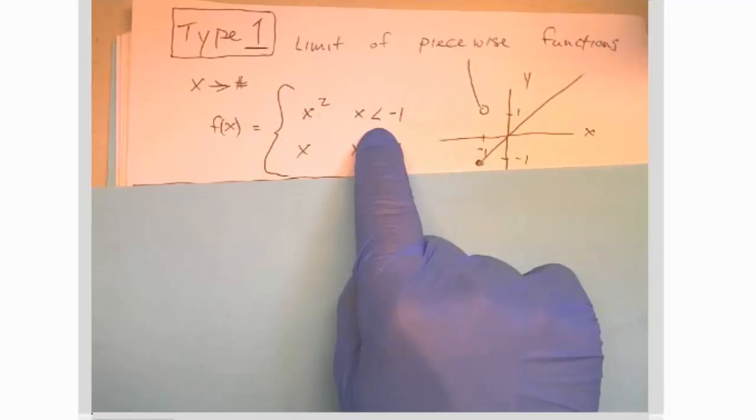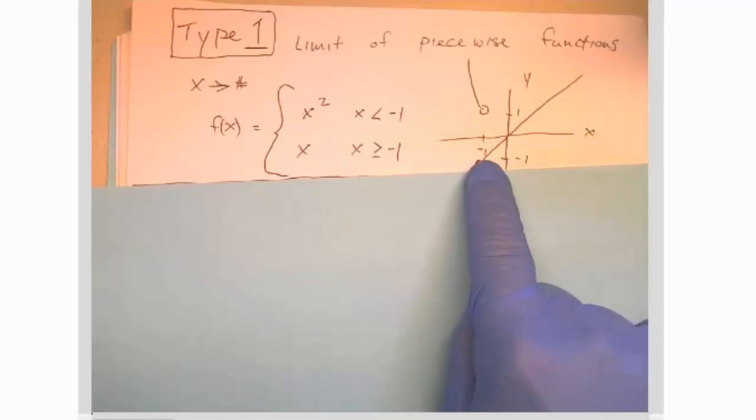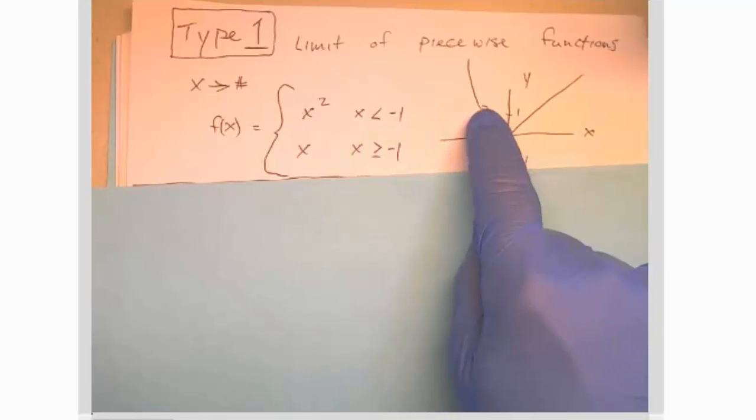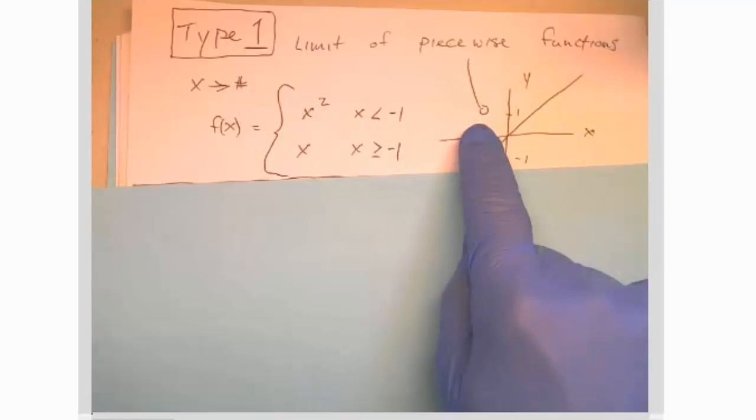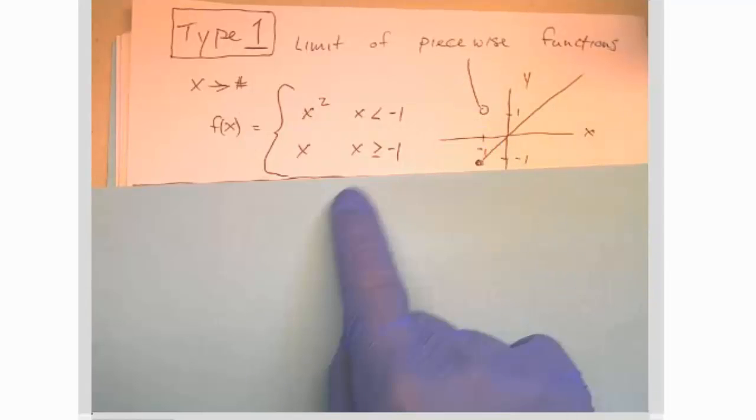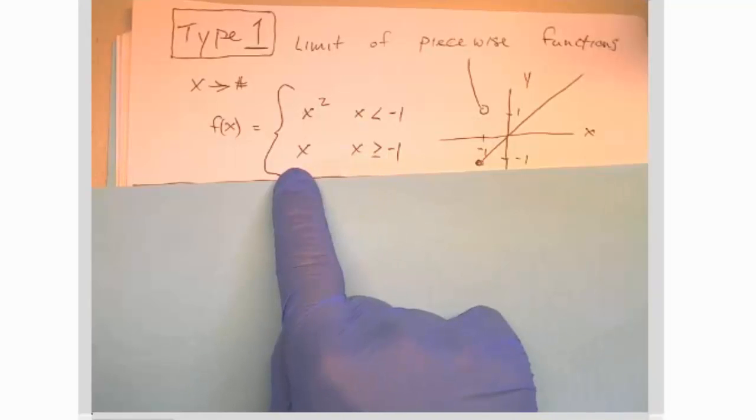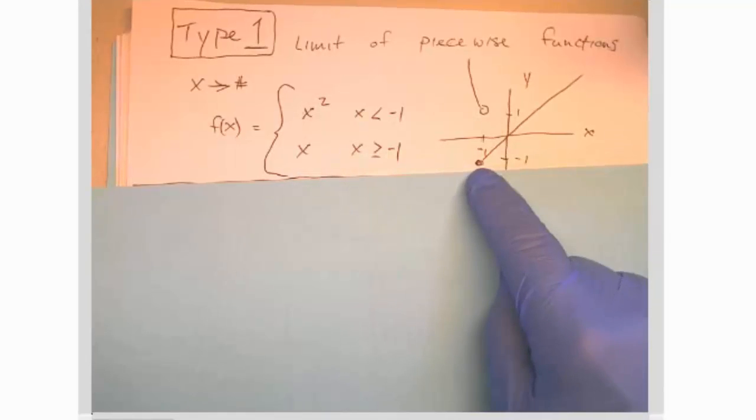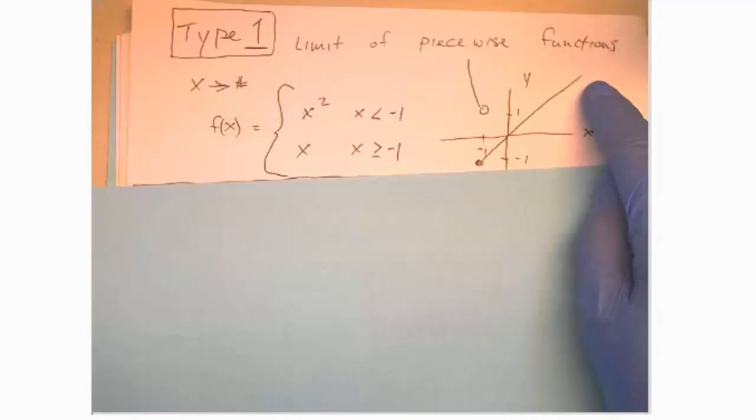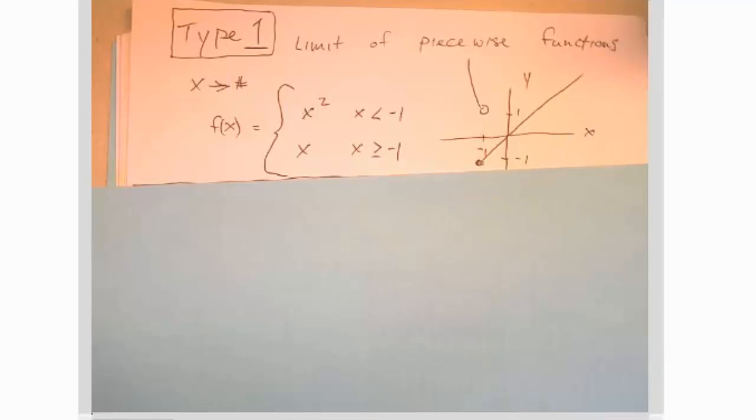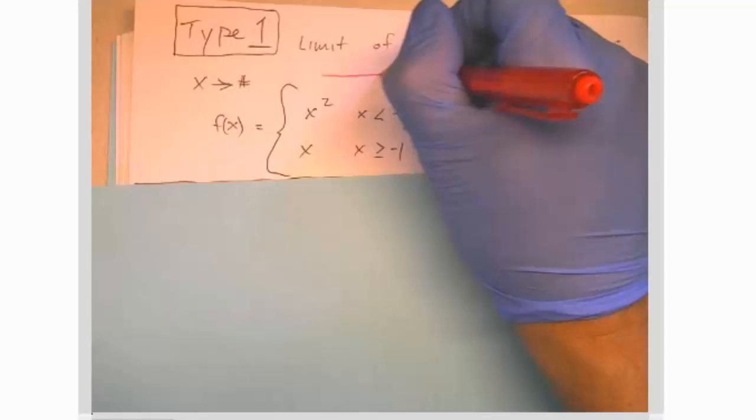And we see that x squared is what we use when x is less than -1. And here's the graph of x squared, but only where x is less than -1. And when x is greater than or equal to -1, we use the function just x, y equals x. And that's the graph of y equals x.